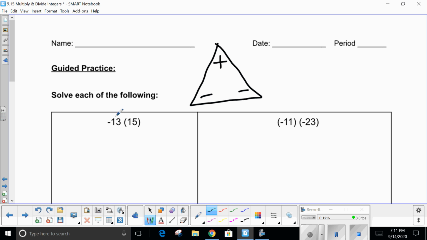So this is just really 13 times 15. Ignore the positive and negative signs and just multiply. So we're going to say 13 times 15.